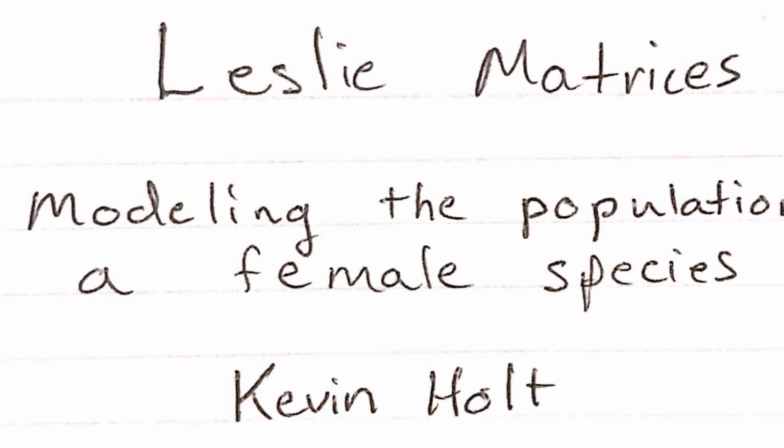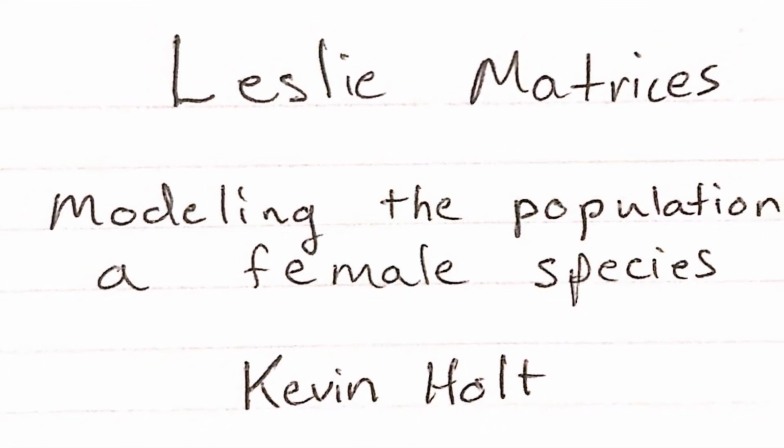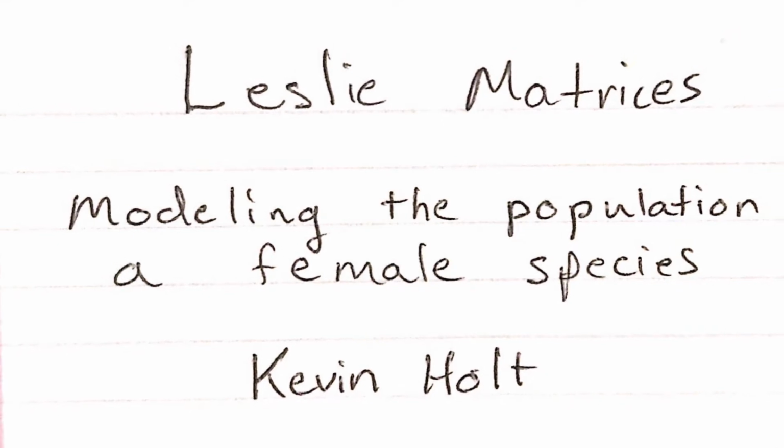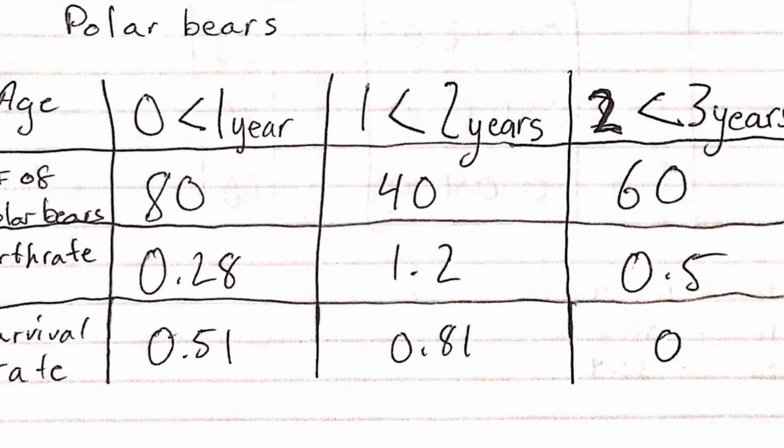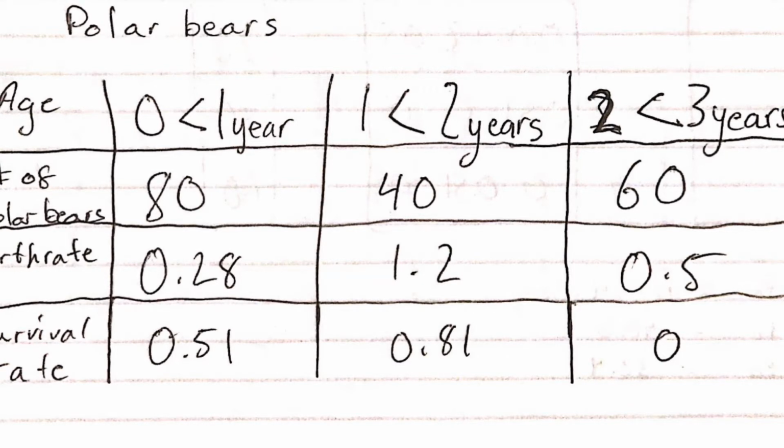Hey guys, this video is about Leslie matrices, which are used to model the population of female species. We're going to be talking about polar bears today, so that's fun. How we're going to do this is we're going to start with the information that we have.